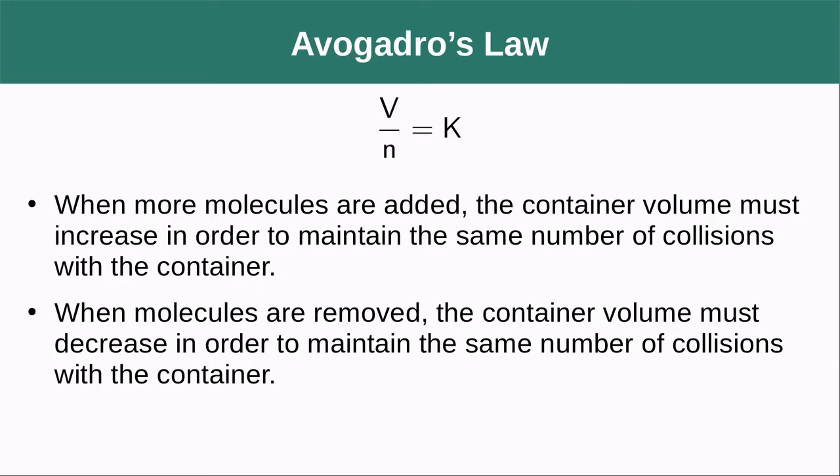Avogadro's law. So we know that there is a direct relationship between volume and the number of moles. So when more molecules are added, the container volume must increase in order to maintain the same number of collisions with the container. More molecules, they're going to have more collisions. We're going to need to spread that over a larger surface area on the inside in order to maintain the same average number of collisions per unit of the container's surface area. When molecules are removed, the container volume must decrease in order to maintain the same number of collisions with the container.